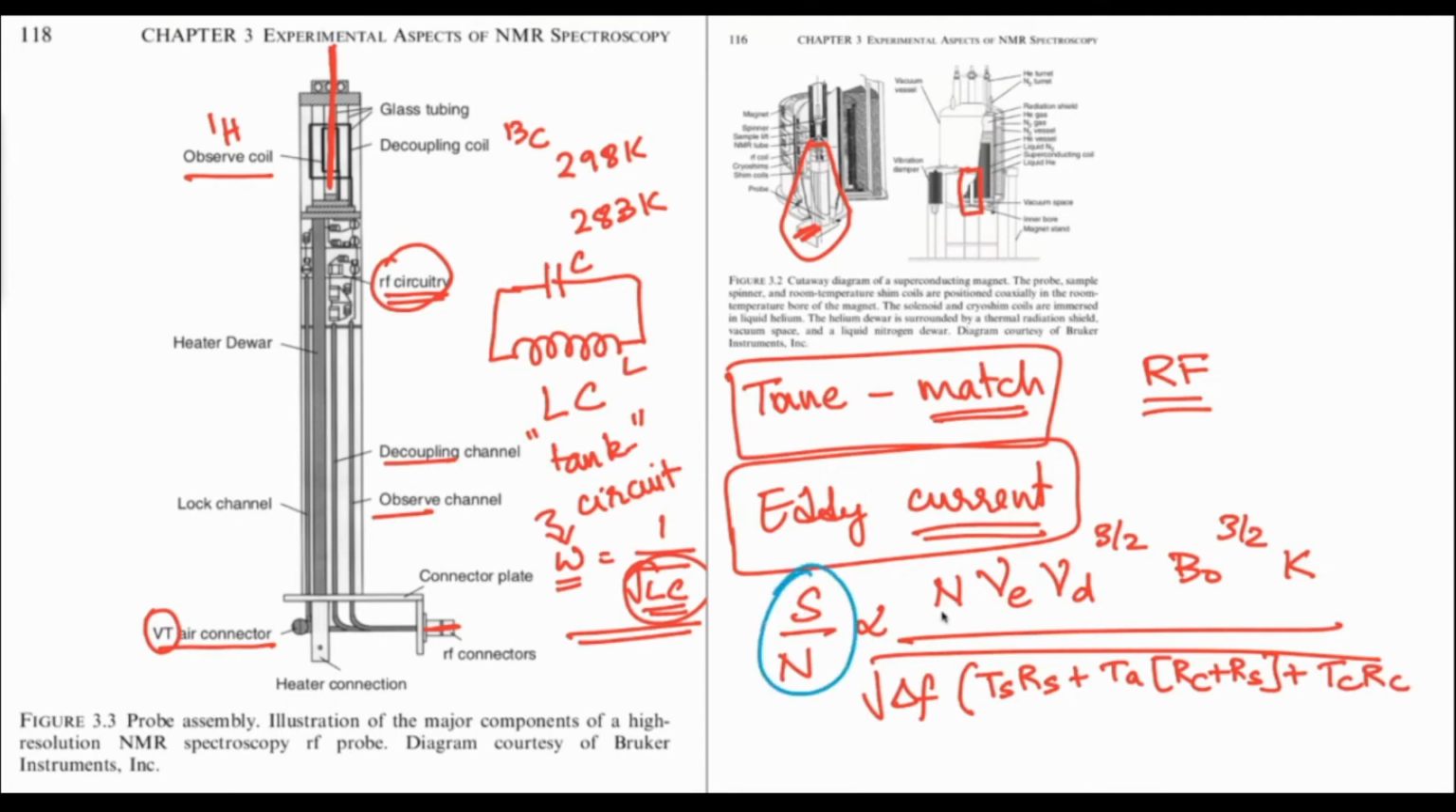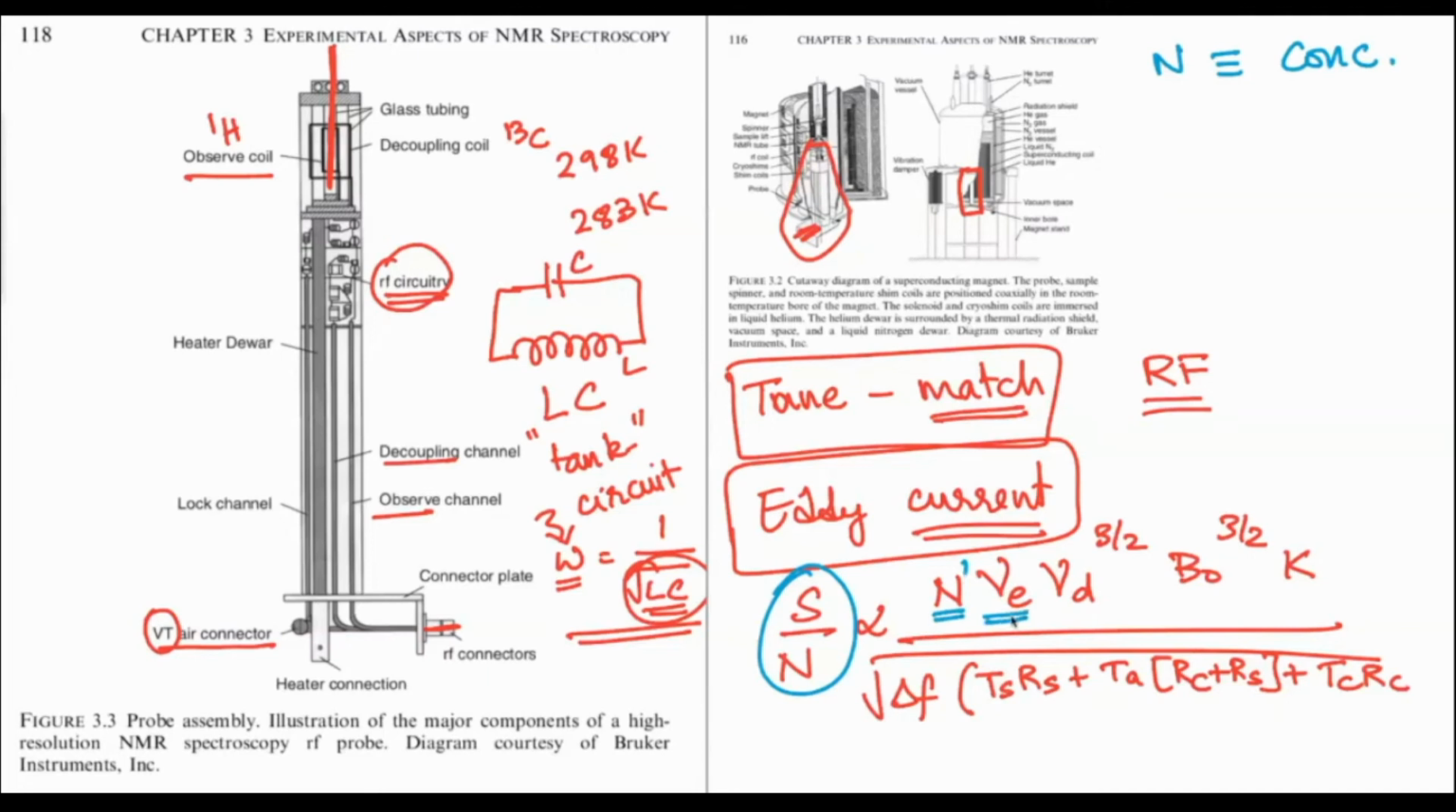The signal to noise ratio in NMR spectroscopy depends upon the number of spins that are present. You can imagine the number of spins is basically your concentration. The more your concentration, the more the signal to noise. And the most important thing is that signal to noise is linearly connected with the concentration, meaning that if you double your concentration, you'll get double the signal to noise. If you triple your concentration, you get triple the signal to noise.